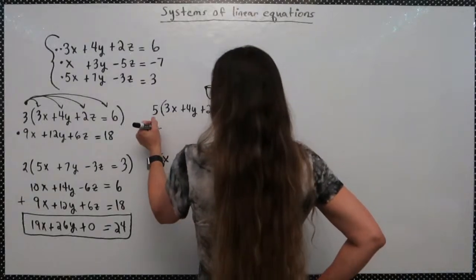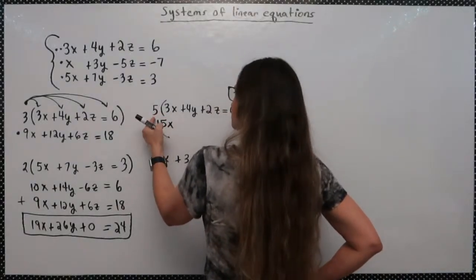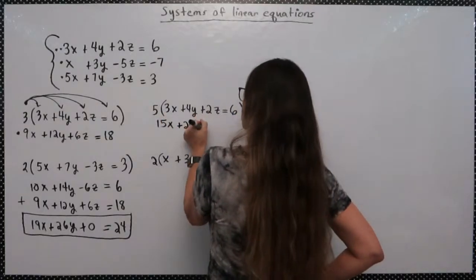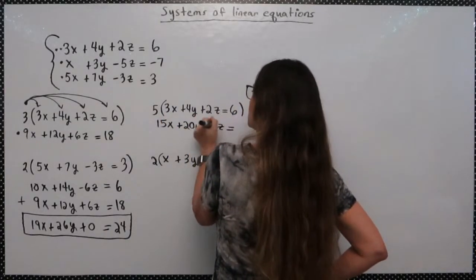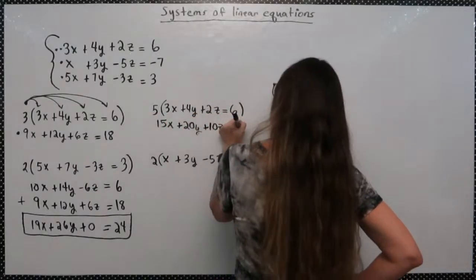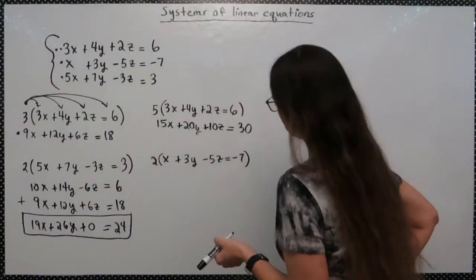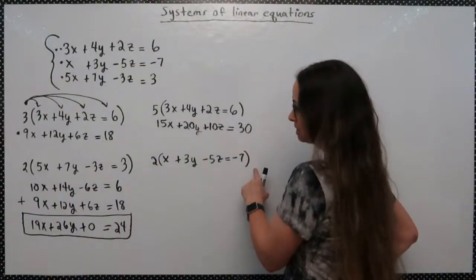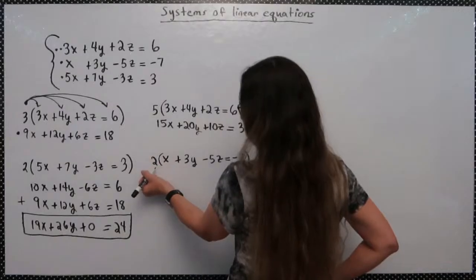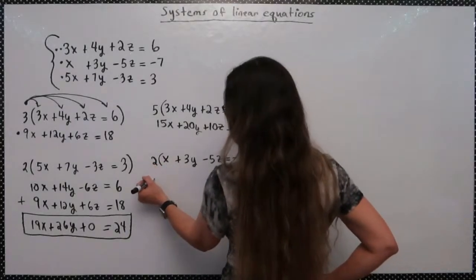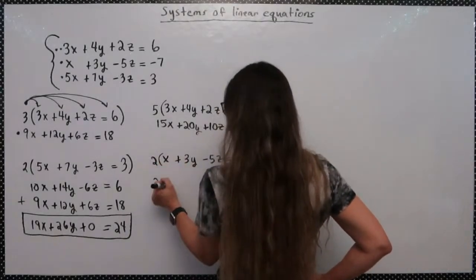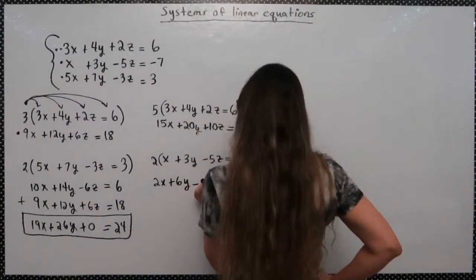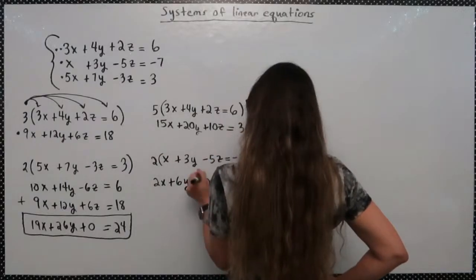So 5 times 3 is 15, and that's x. 5 times 4 is 20, and that's y. And then 5 times 2 is plus 10z, and then 5 times 6 is 30. All right, and we have this one. So now we're going to do the same thing, that distributive property. So we've got 2 times x is 2x. 2 times 3 is plus 6y. 2 times -5 is -10z. And 2 times -7 is -14.